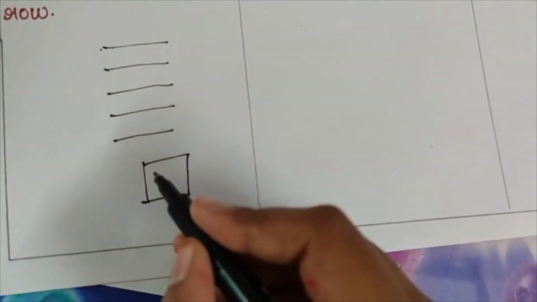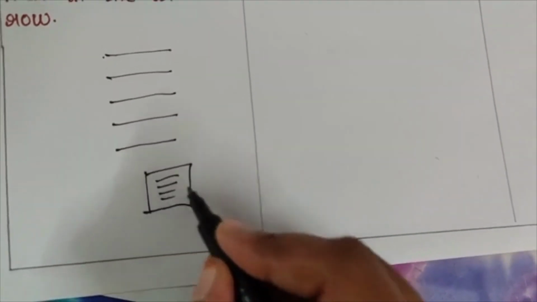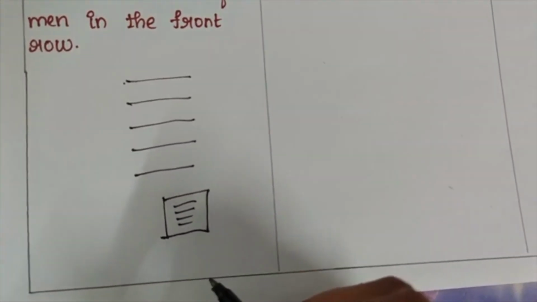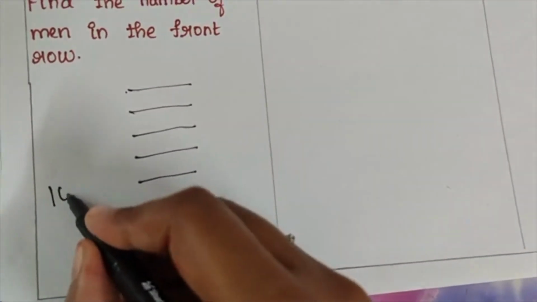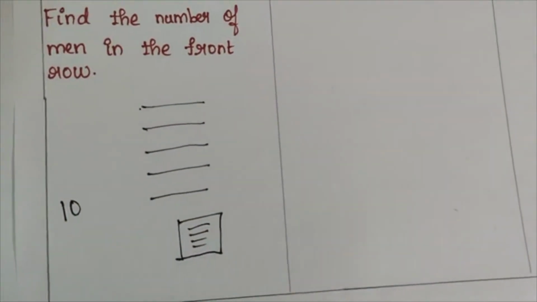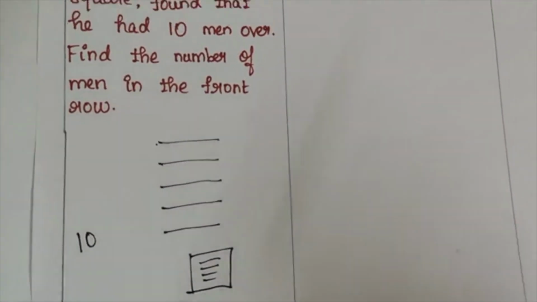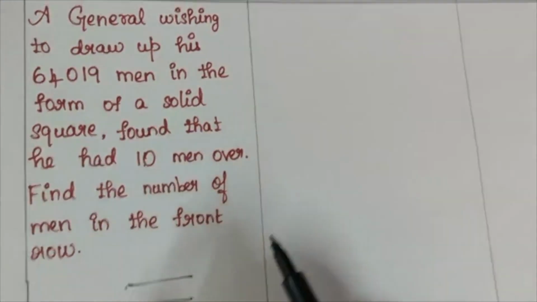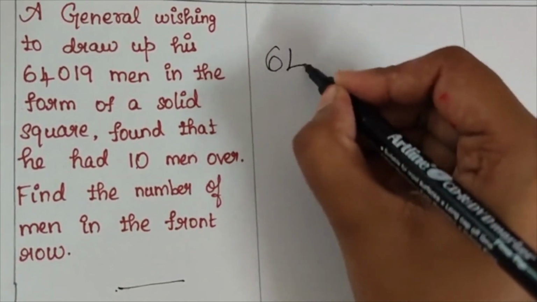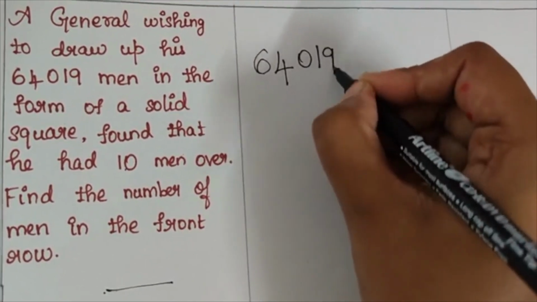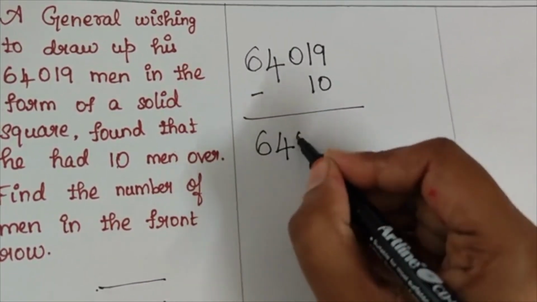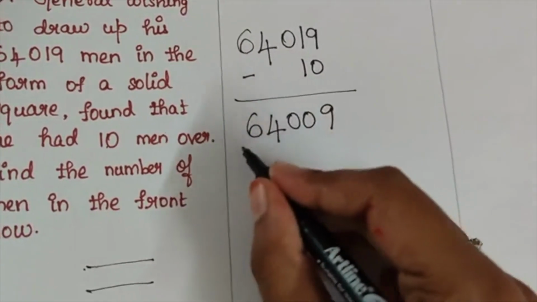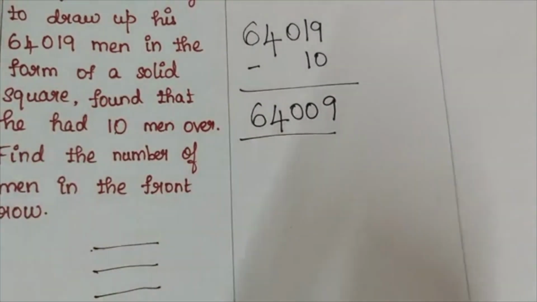So we can conclude that the men are arranged in a perfect square. That is, number of rows is equal to number of columns. So it is a perfect square. So if there are 10 members in the first row, there are 10 people in the next row also. Like that they are arranging. So these 10 men who are extra, I am going to subtract. Minus 10. Why am I subtracting this? Because they are not in the line. So 64,009. So here what is given?